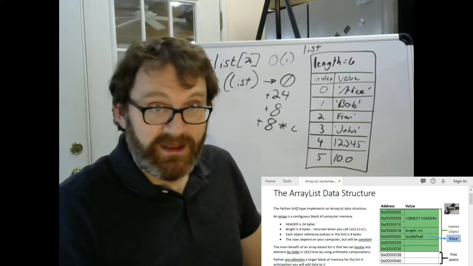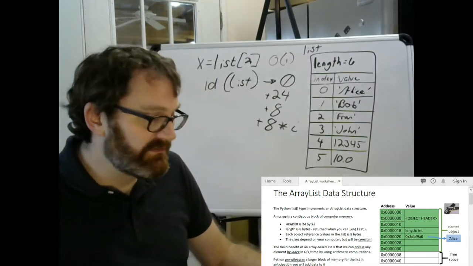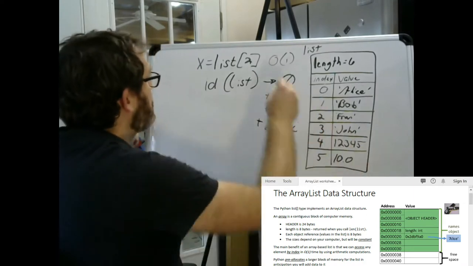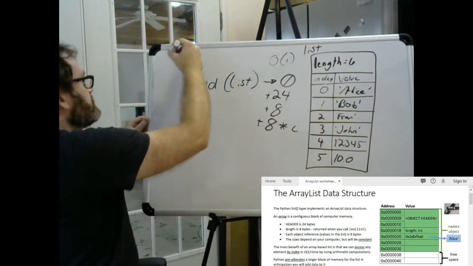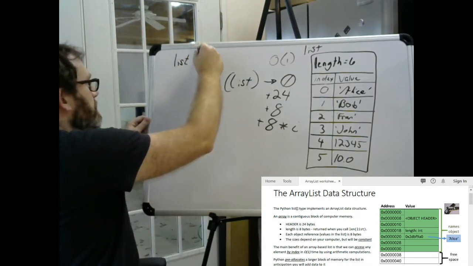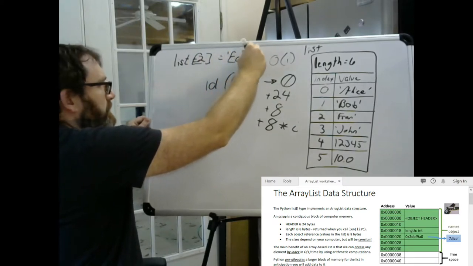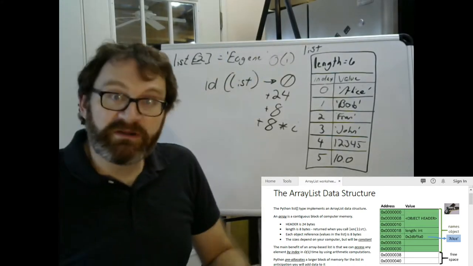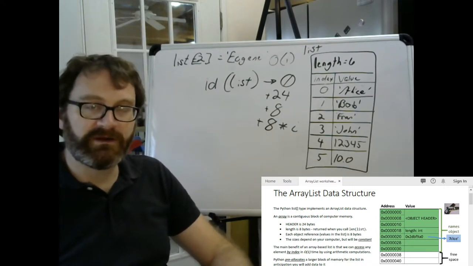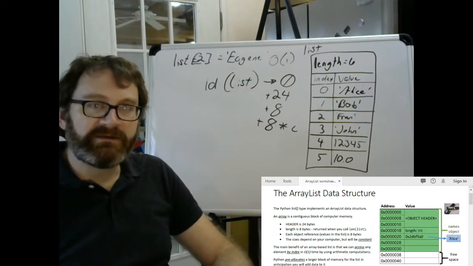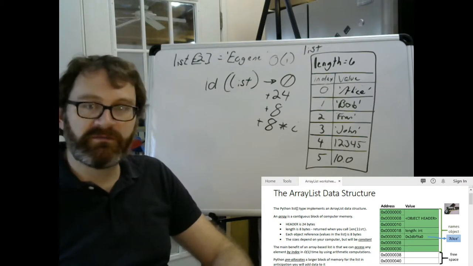Okay, so that is reading by index. Writing by index is exactly the same thing. So the example that I give on the paper is list sub 2 gets Eugene. The principle here is exactly the same. In fact, I'm not going to change anything on the whiteboard because I'm lazy like that. I know that I need to put at list sub 2 the variable Eugene. Well, the math is the same.